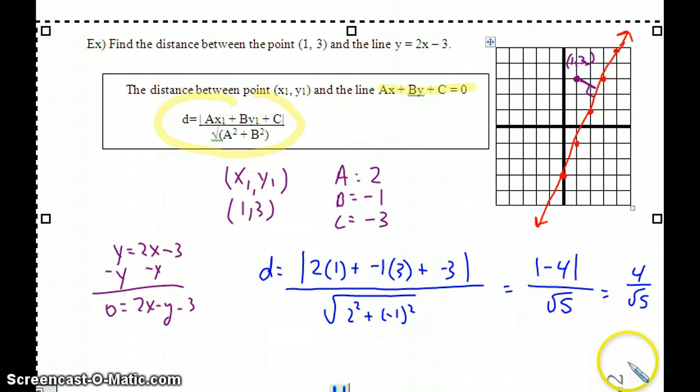Again, I'm just trying to find the distance, so I can give an exact answer, 4 square roots of 5 over 5. Or I can give a rounded answer, which would just be 4 divided by the square root of 5 if I don't go through and rationalize it. So my answer would be about 1.79, or the exact value would be 4 square roots of 5 over 5.